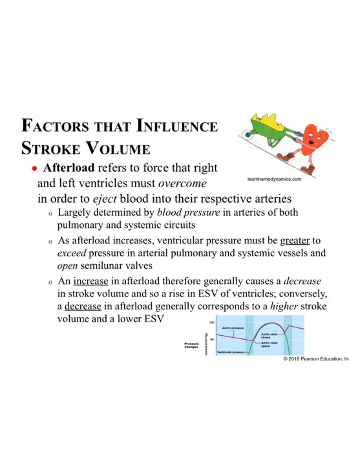Okay, the afterload, the third factor that affects stroke volume, refers to the force that the ventricles must overcome to eject blood into the arteries. It's basically the pressure inside of those arteries, the pulmonary trunk and the aorta. Those, of course, are the main vessels of the pulmonary and systemic circuits, the first vessel off the heart. So if the afterload increases, the ventricles must create a greater pressure to allow blood to be ejected.